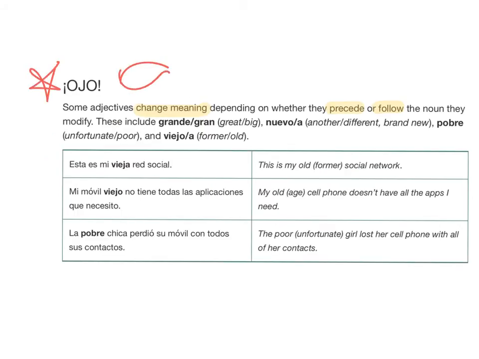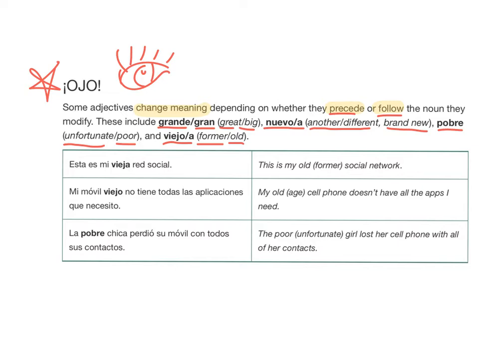Ojo, that means eyeball. Watch out for this. Some adjectives change meaning depending on whether they precede or follow the noun they modify. Here are some examples. Grande or gran, when those words come before, they mean great. After, it means big. Nuevo, nueva. When you put that adjective before, it means another or different. When you put it after, it means brand new. Pobre. When you put it before, it means unfortunate. When you put it after, it means poor. Viejo, vieja. When you put it before, it means former. And when you put it after, it means old.